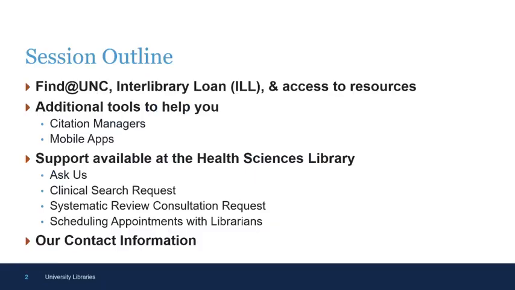In this session, we will be covering how to get the things you need from the library. We will cover using Find at UNC and Interlibrary Loan to get access to articles and other resources, additional tools to help you through the research process, including citation managers and mobile apps. Last but not least, we will also cover the support you can get from the Health Sciences Library staff.